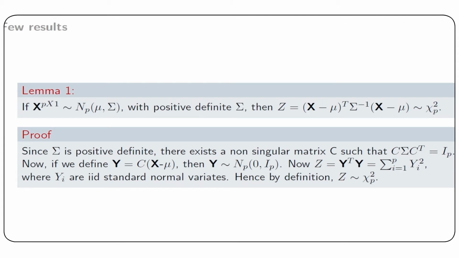So, using the relation that C is non-singular, we can express Z as Y transpose Y, which is nothing but the summation i from 1 to p of y_i squared. And since the distribution of Y is p-variate normal with mean 0 and dispersion matrix I_p, the different components y_i are IID standard normal. Therefore, it follows from the definition of a chi-square variable that Z is the sum of squares of p independent standard normal variables. Therefore, by definition, Z has a chi-square distribution with p degrees of freedom.